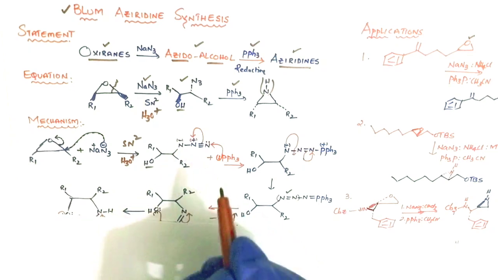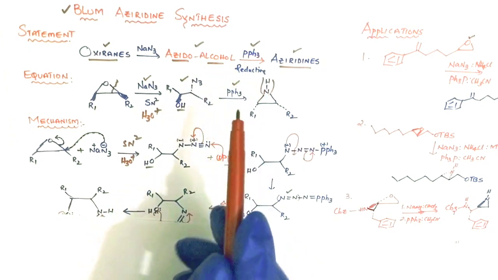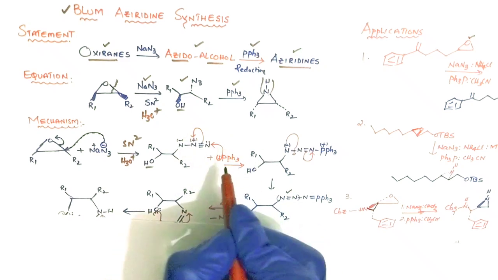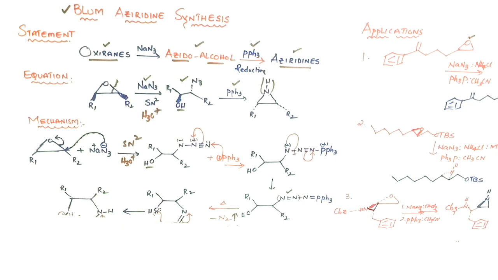Okay. Now what is happening? This azido alcohol is treated with PPh3 or not? Triphenylphosphine, phosphorus has a lone pair of electrons, and always wants to donate the lone pair of electrons to the electron deficient center. Here see what happens.